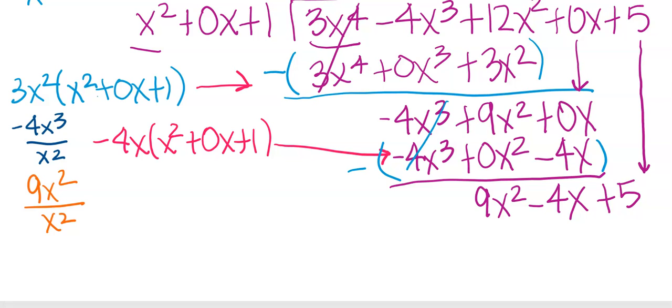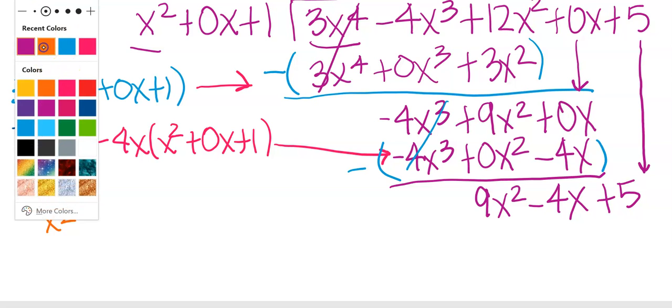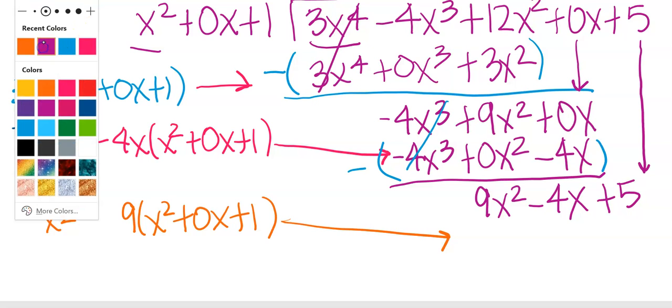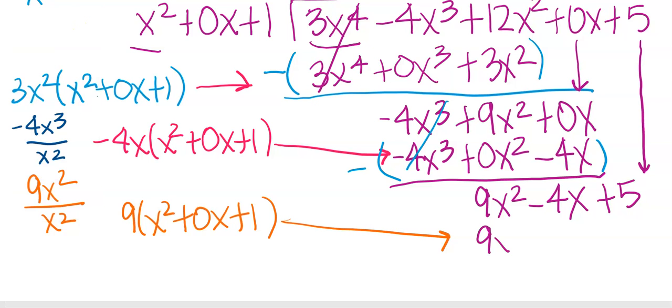Okay, so we're multiplying 9. Do I have orange still? No. 9 times the thing on the outside is going to give you that one. So 9x squared plus 0x plus 9. And then we subtract the whole thing, and we are finally done.